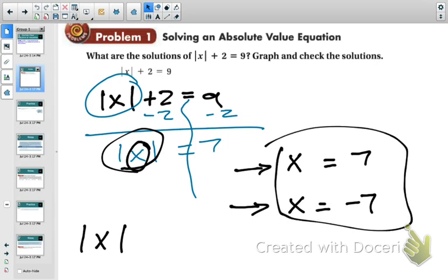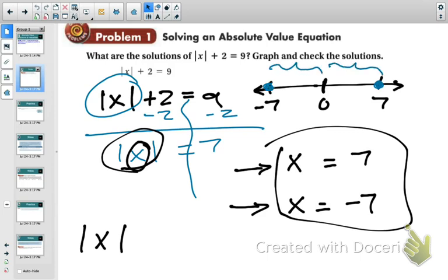And then it wants us to graph the solution, which means if you just make a number line, I'm going to put 0 here, 7 there, and negative 7 there. We will estimate one point on 7, one point on negative 7. And they are equidistant from 0, see? Same distance. Then if you check your solution, if you plug in absolute value of 7, that gives you 7 plus 2 is 9. Absolute value of negative 7 is still positive 7 plus 2 equals 9.